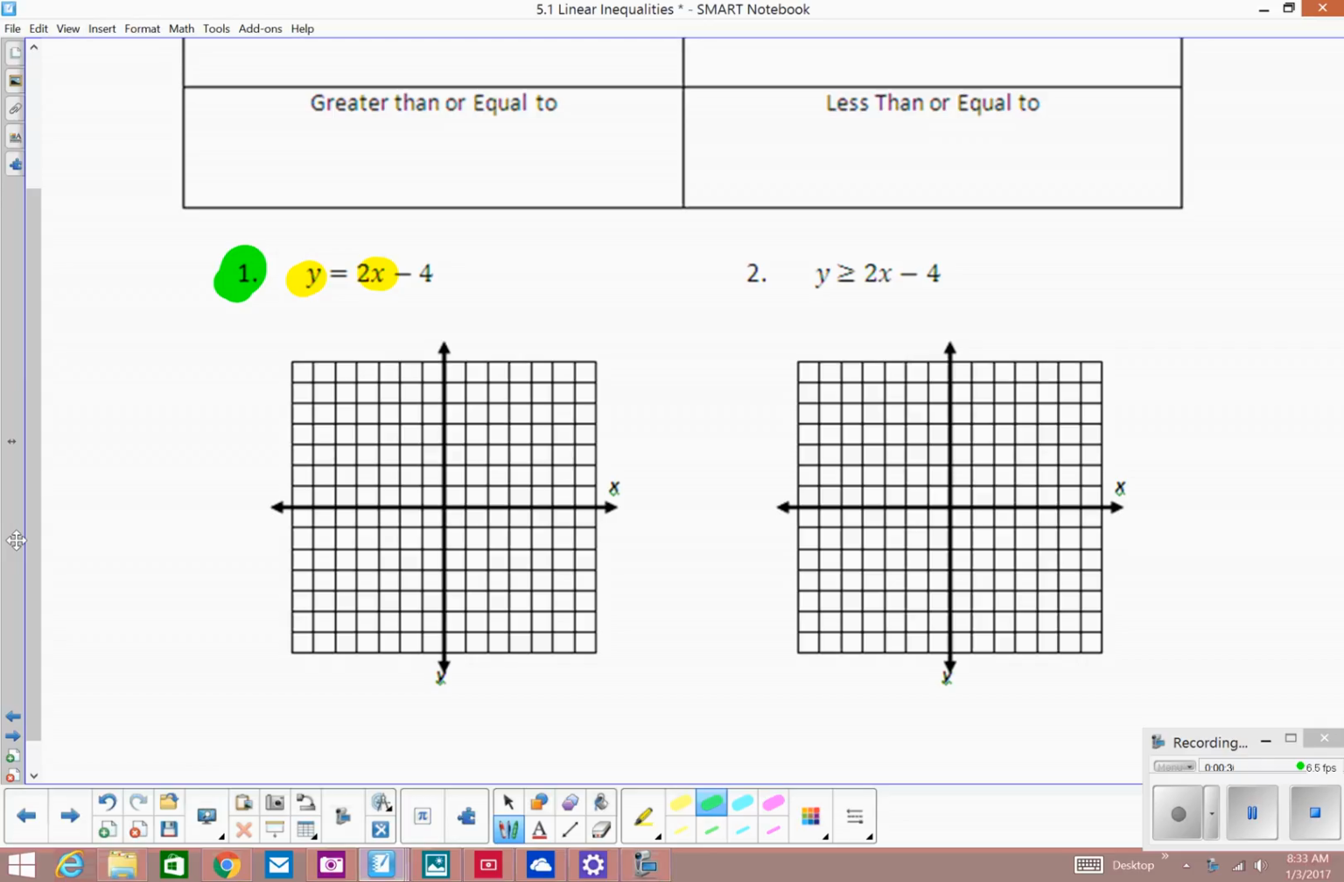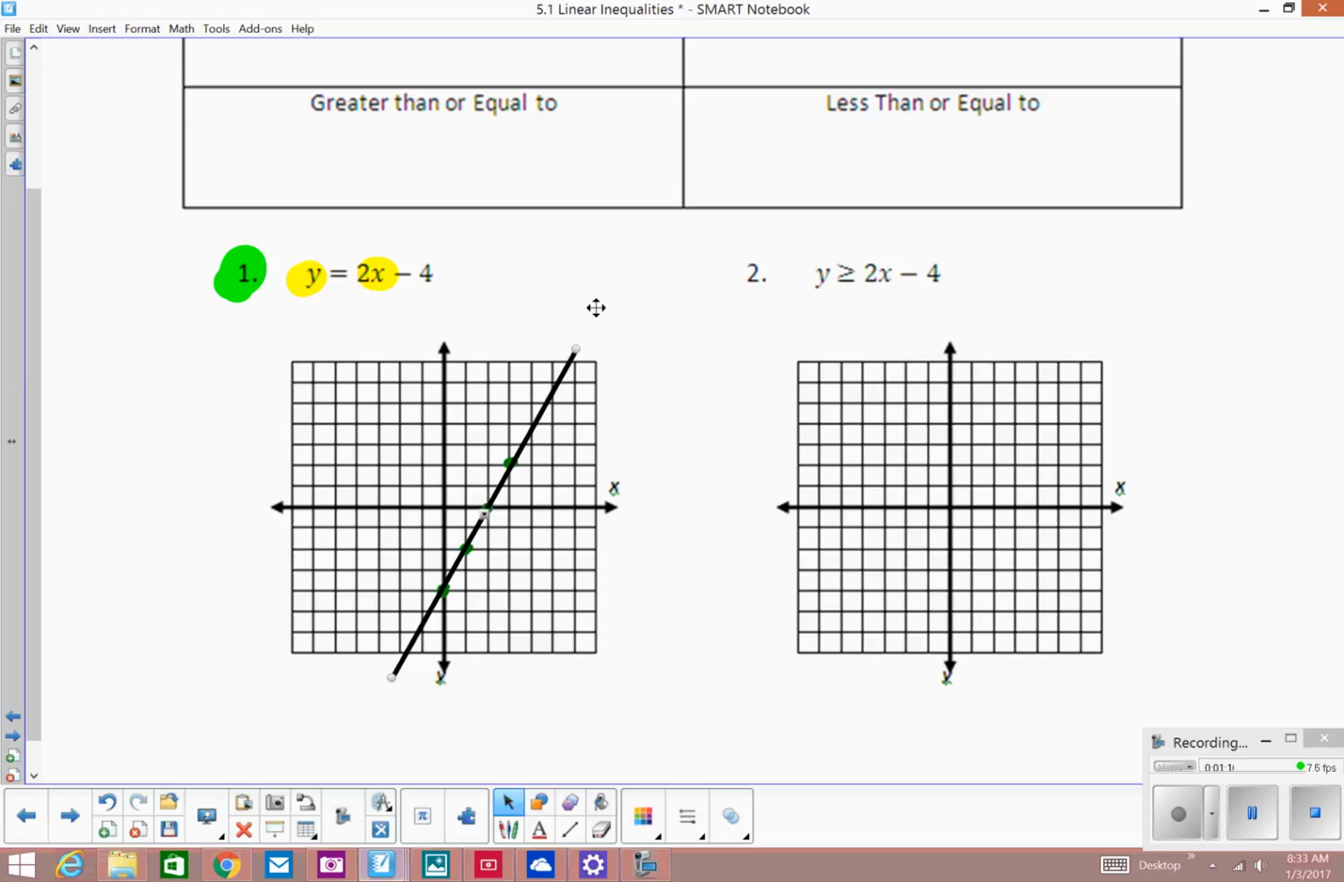Quick review. So if I talk about solving or graphing y equals 2x minus 4, my y-intercept is -4, so it's 1, -1, -2, -3, -4. My slope is 2 over 1, so it's up 2, right 1, up 2, right 1, up 2, right 1. And my graph is going to look something like that. Now that's just a line, that just represents all of the values for that particular equation.